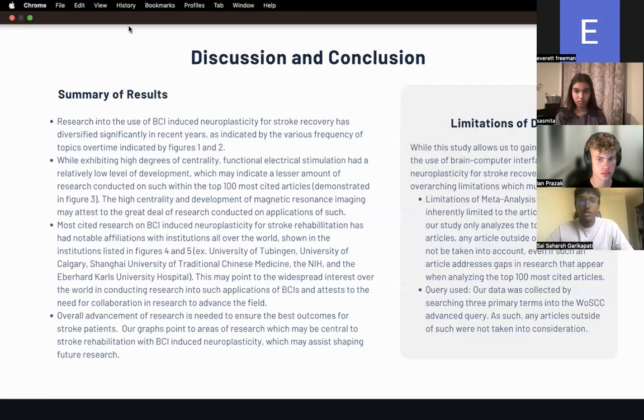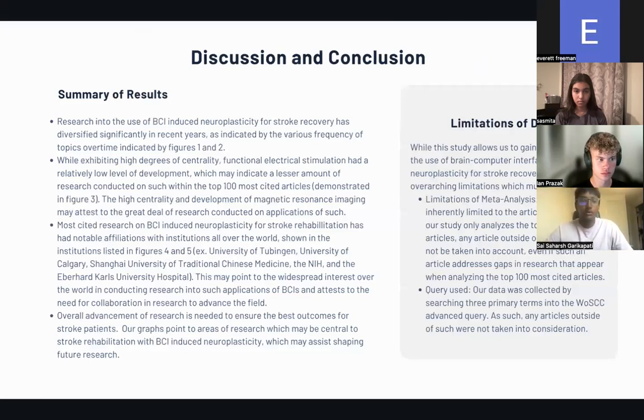This is the discussion and conclusion. This is the overall summary of the results. Research into the use of BCI-induced neuroplasticity for stroke recovery has diversified significantly in recent years, as indicated by the various frequency of topics over time, indicated by figures 1 and 2. While exhibiting high degrees of centrality, functional electrical stimulation had a relatively low level of development, which may indicate a lesser amount of research conducted on such within the top 100 most cited articles, demonstrated in Figure 3.